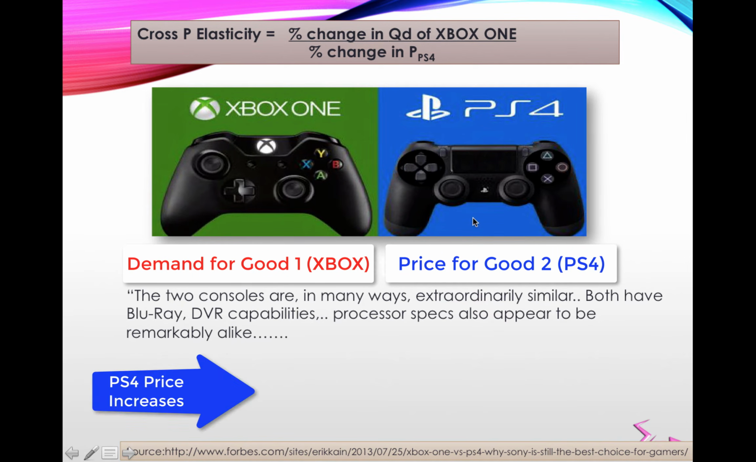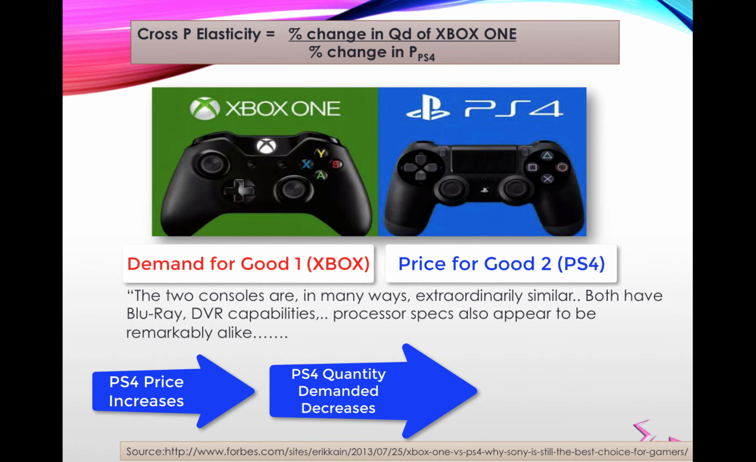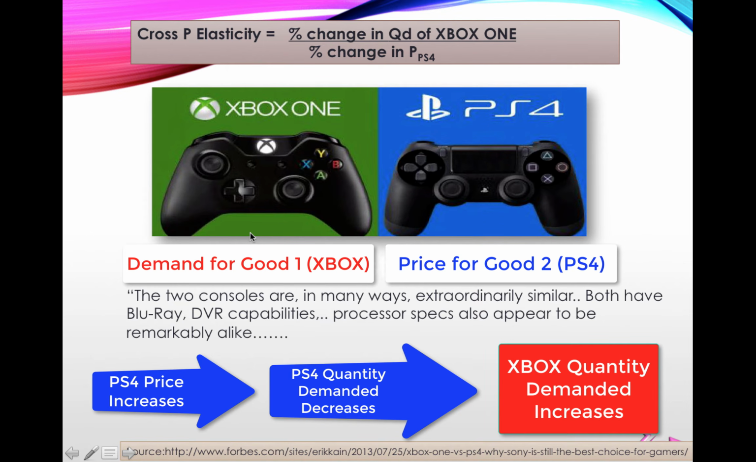So if the price of PlayStation 4 increases, would you demand more or less of PlayStation 4? You would demand less, right? It's more expensive. So now instead of demanding PlayStation 4, we would start increasing the demand for Xbox One because the price of Xbox One hasn't changed, right? I'd like to emphasize that when we're looking at cross-price elasticity, we're assuming everything else is constant: your income level, the price of Xbox One. The only thing that's changing is that the price of PlayStation 4 has increased.